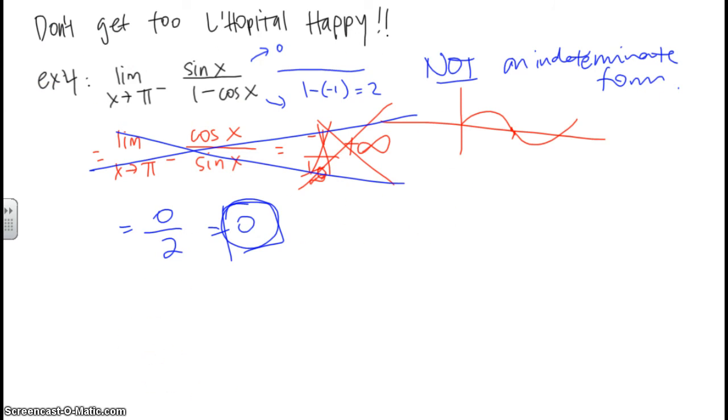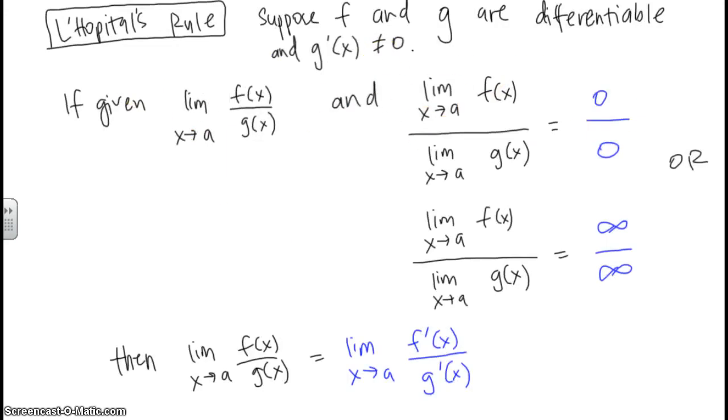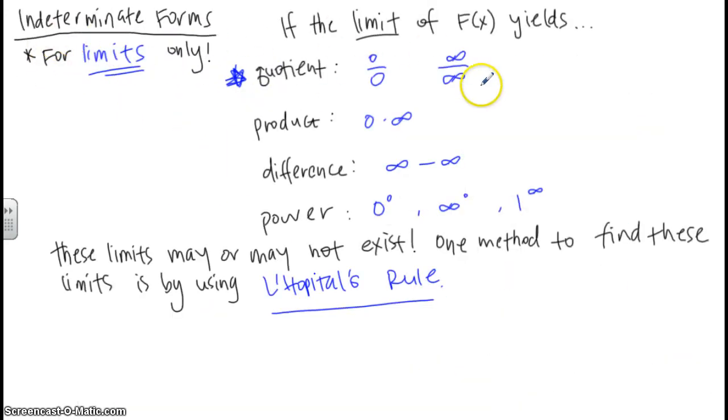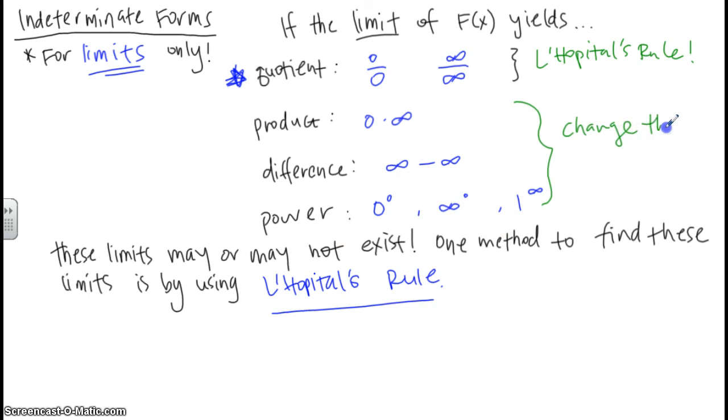In class, we will be going over our indeterminate forms, this is where we apply L'Hopital's rule. For each of these forms, whenever you have a product or a difference or a power that is indeterminate, we must change all of these to a 0 over 0 or infinity over infinity. And those examples, which take a little bit longer, we will be going over in class.